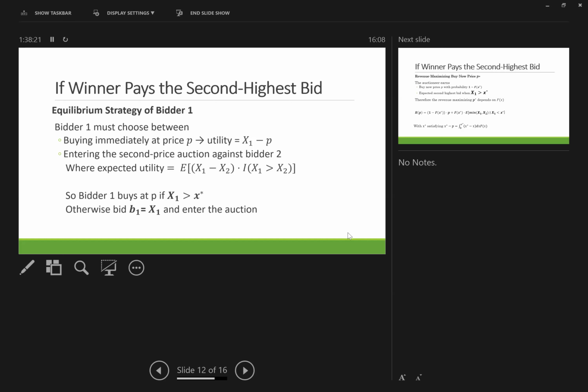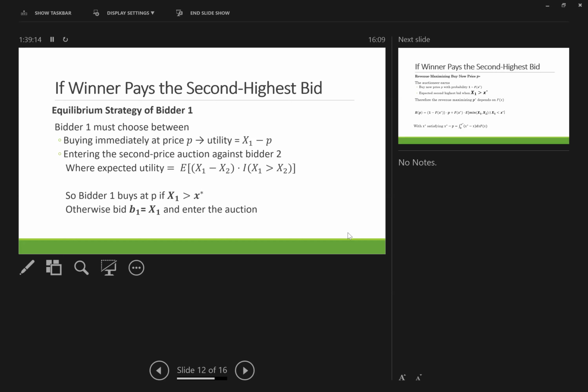So we are saying that there are two strategies that the person has. It's either you buy at price P, or you bid your own true value. At what point will the bidder buy at price P? At the point where the bidder realizes that the value the person has for the product is either equal to P or greater than P. Then obviously you don't even wait for the second bidder to enter the competition. You just buy and move on. But if your value is less than that, then that is when you go ahead and bid.